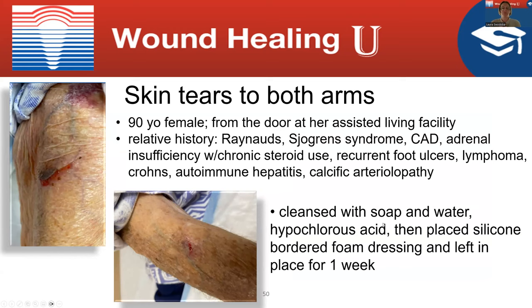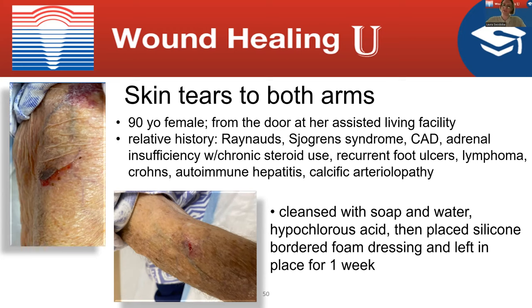And just real quick here at the end, my last case, skin tears to both arms. So this is what we see all the time, what people see in long-term care facilities and nursing facilities, acute care across the board. So skin tears, a 90-year-old female. This is from the door, not a car door, but the door from her assisted living facility.